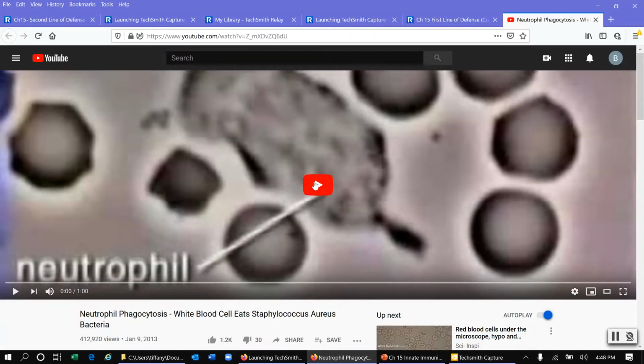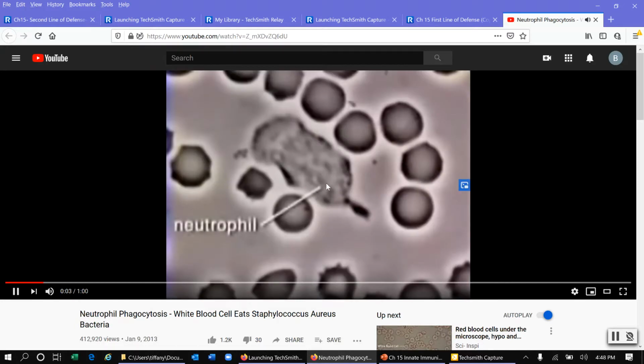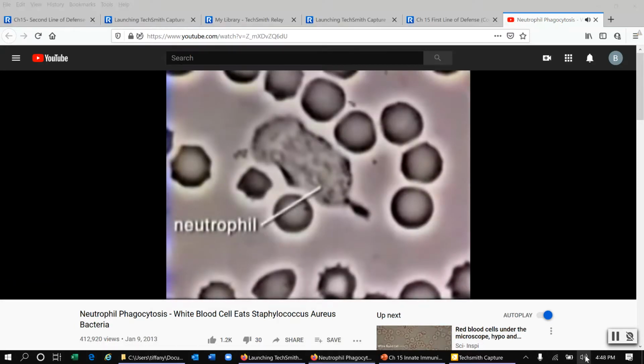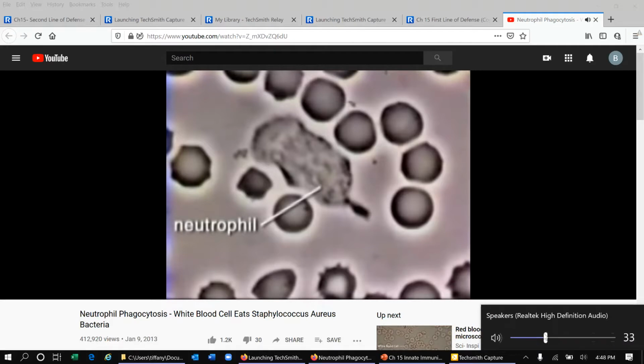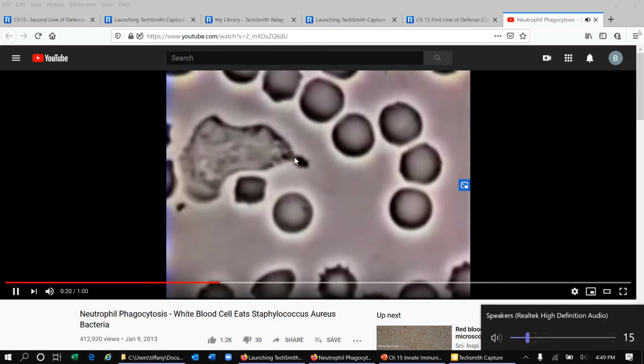Okay, so this is a YouTube video about phagocytosis. And we're going to watch this just to get an idea of how it happens. This large cell is our neutrophil. So this is a phagocytic blood cell. We have a red blood cell. And then they're talking about the bacteria that are inside our blood. And we have a neutrophil that is picking it up.